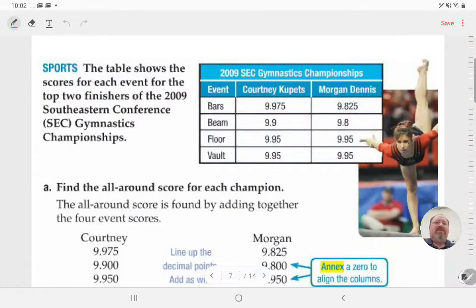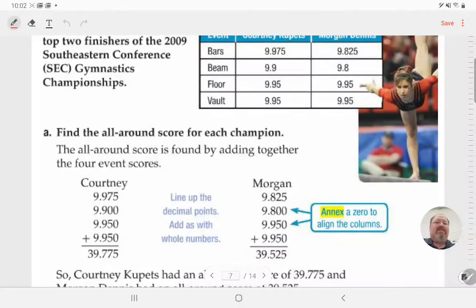So this problem says the table shows the scores for each event for the top 2 finishers of the 2009 Southeastern Conference Gymnastics Championships. We have Courtney and we have Morgan, and it gives their event scores for each event. And it says to find the all-around score for each champion. So we could list all of Courtney's scores, and we could list all of Morgan's scores.